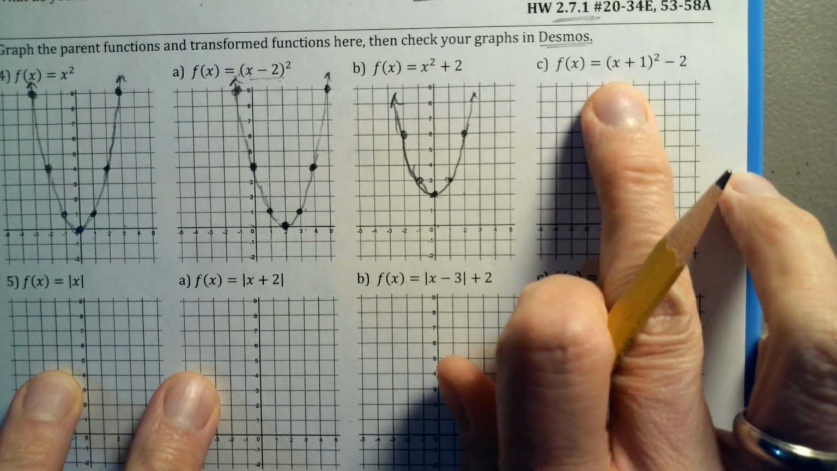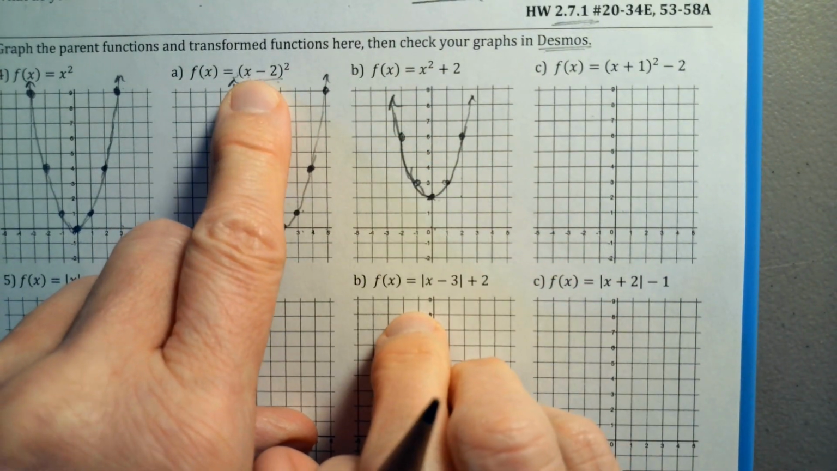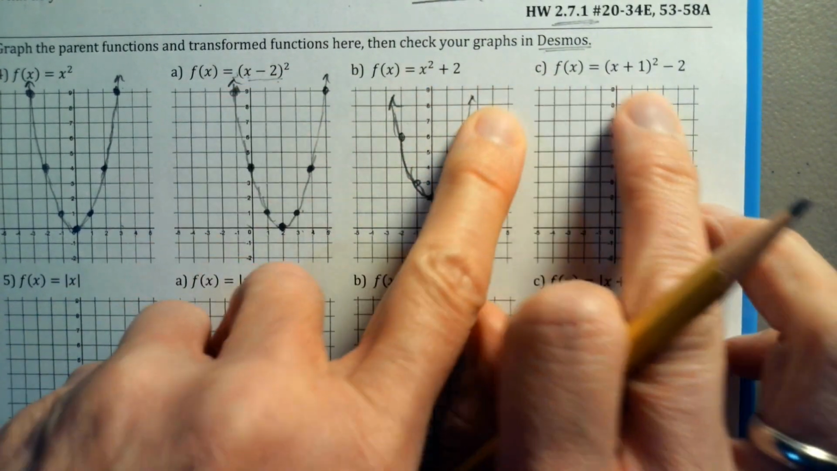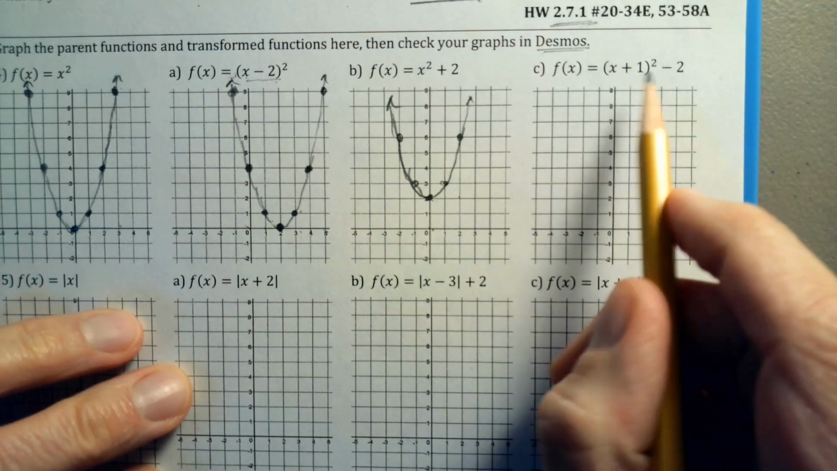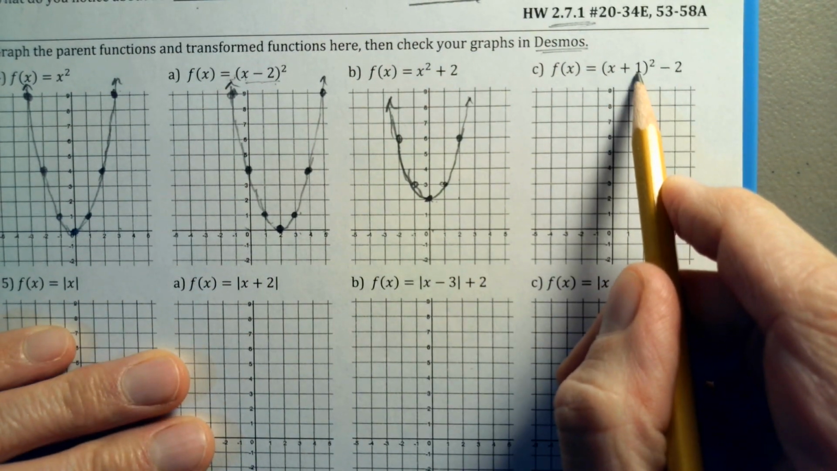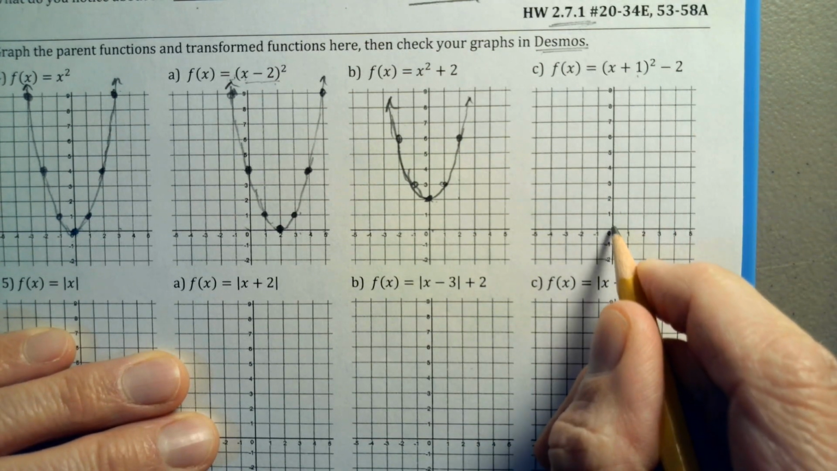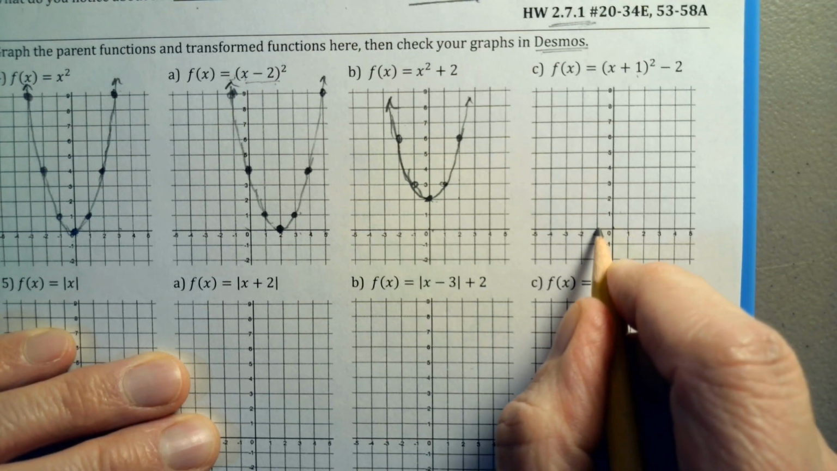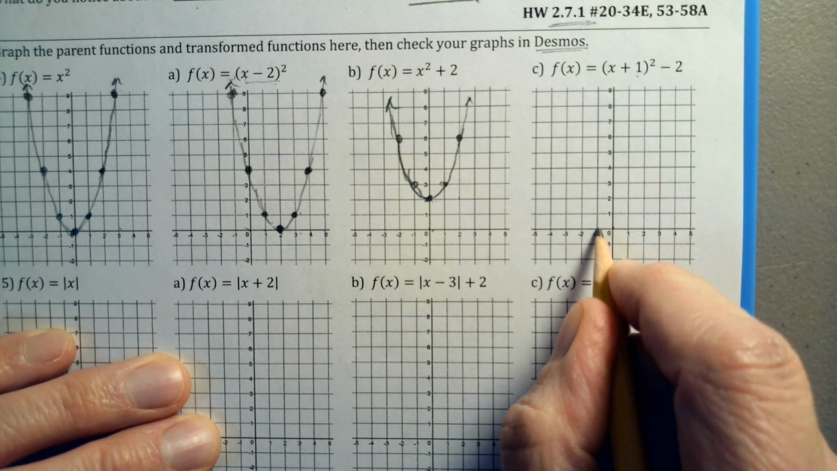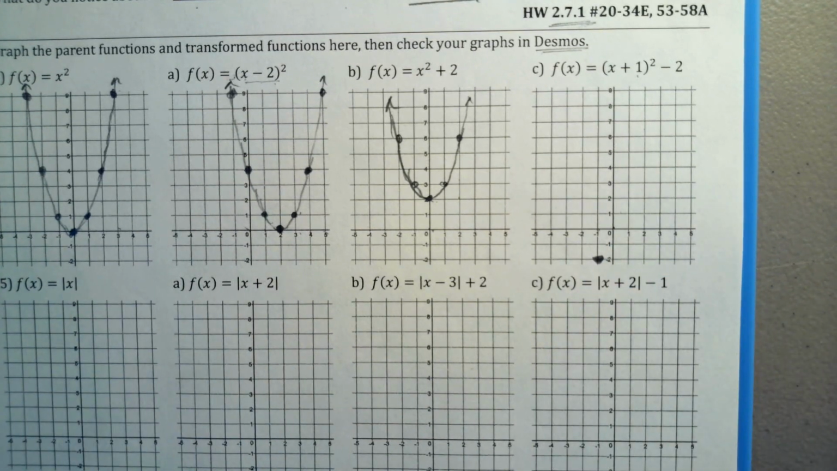All right, and then let's think about this one. So now we're doing both things. We're doing something to the x inside the parentheses, and then we're also doing something outside the parentheses. So think about it. This 1 is going to shift it left and right, again, the opposite of what you think. So instead of the vertex being at 0, 0, we're shifting to the left 1, and that -2 means we're shifting down 2. So our vertex is now here.